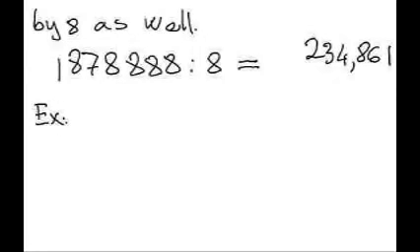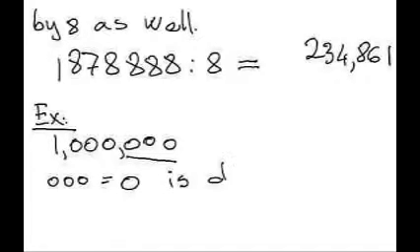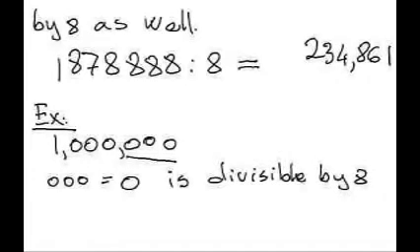Okay, another example. What about taking the number, say, just 1 million? Well, in this case, again, the rule says we're going to take the last 3 digits and we're going to see whether or not the number formed by those 3 digits is divisible by 8 or not. Well, 000, which you can just rewrite as a 0, is divisible by 8. In fact, 0 is divisible by any number except for itself. We don't want to divide by 0.